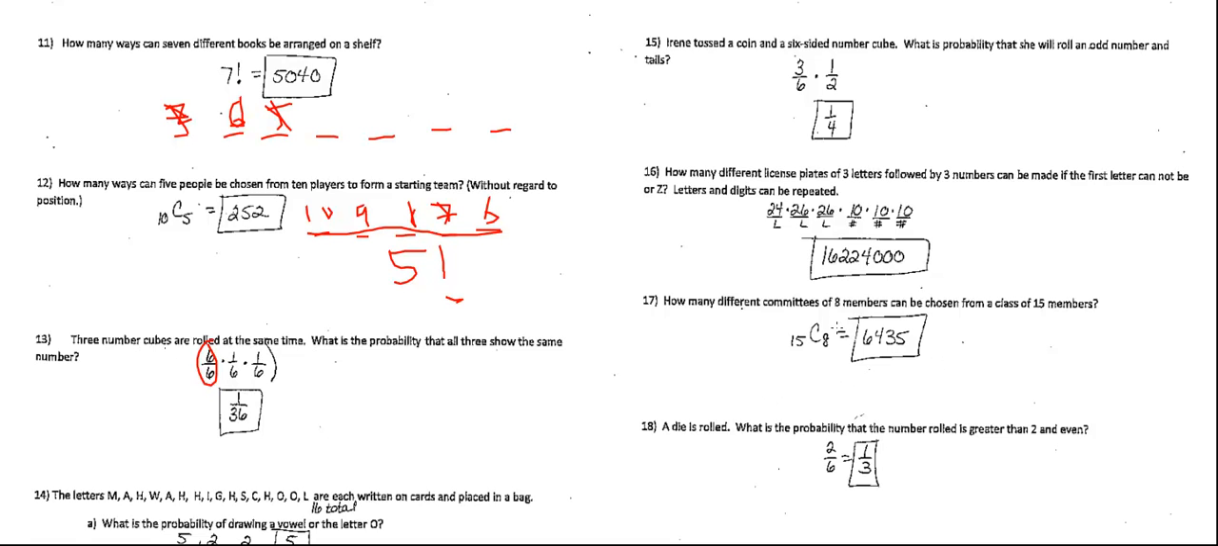What's the probability a number rolled is greater than 2 and even? So you're looking for 4, really basically just 4 and 6, and you're only rolling once, so that's just 1/3. So that's a look at the first unit of the review packet.